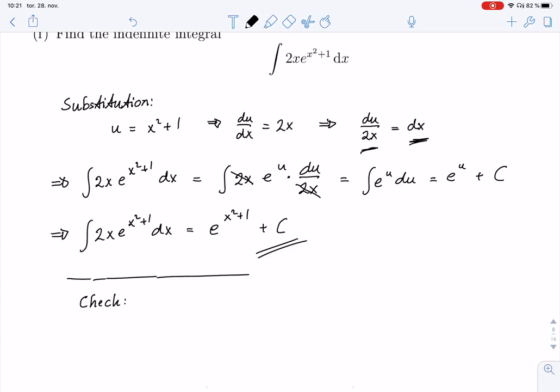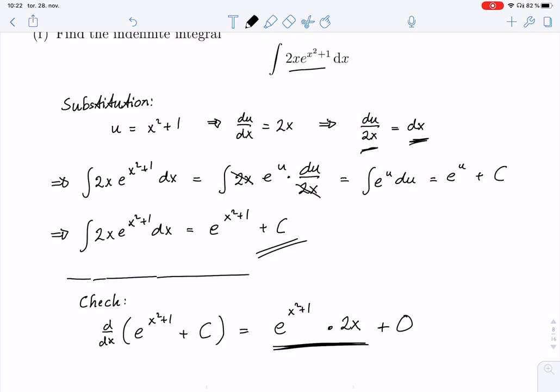Check. If you find the derivative of e^(x squared plus 1) plus this integration constant, we need to use the chain rule again. e^(x squared plus 1) times the derivative of the exponent here, which will be 2x. And the c will become 0. So if you compare this with that, you see that you have the same thing. This is not necessary, but useful.